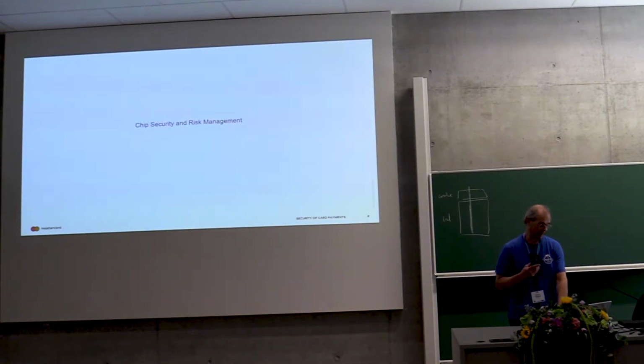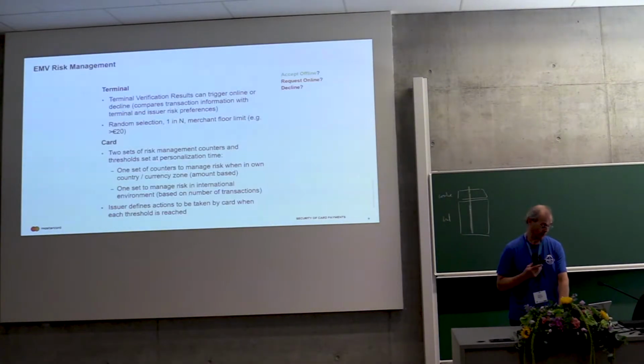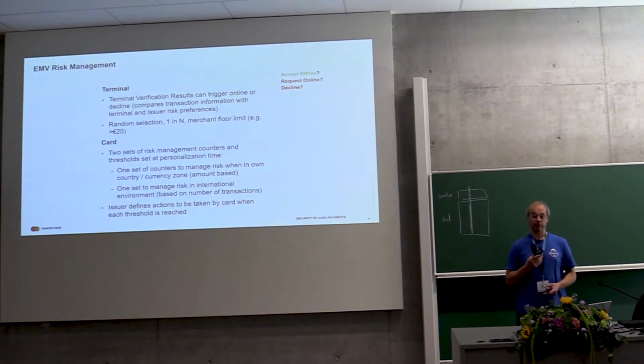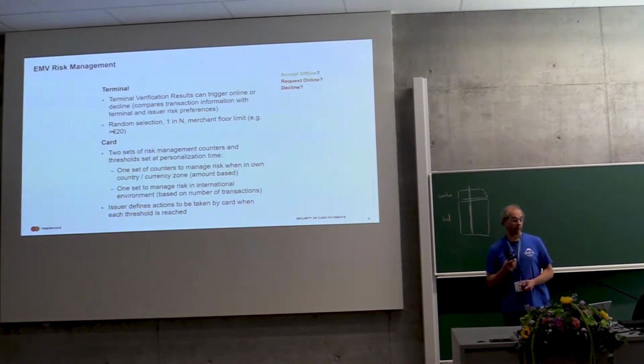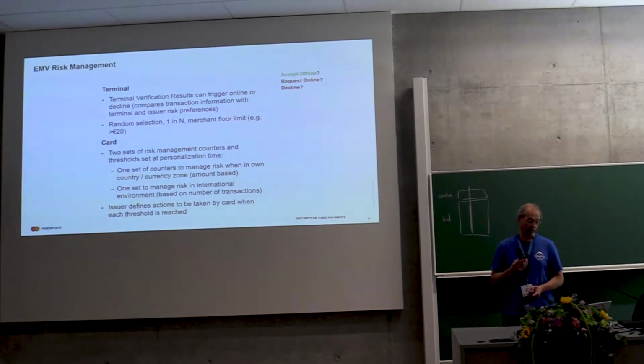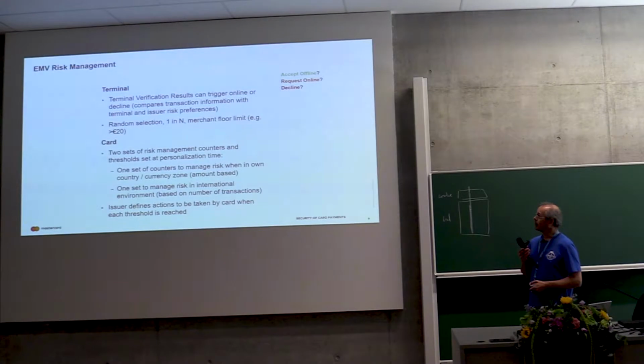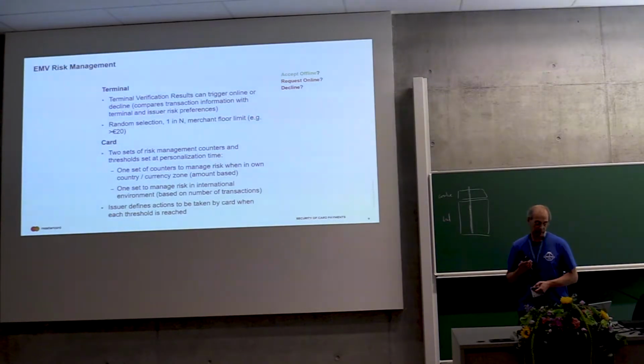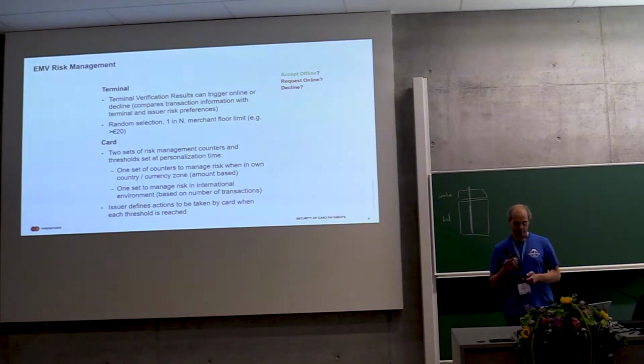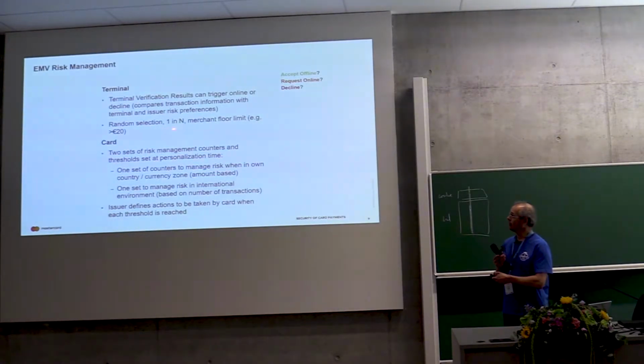So, risk management. If we have chips which solve a lot of the problems, it's not just the crypto that helps reduce the fraud. On the terminal side, there's quite a lot of useful fraud detection and fraud limitation that can be performed. So you can send the transaction randomly online, 1 in every 10, 1 in every 5.